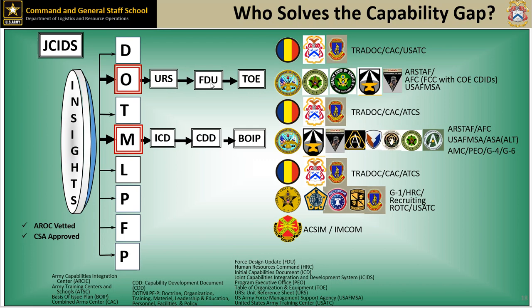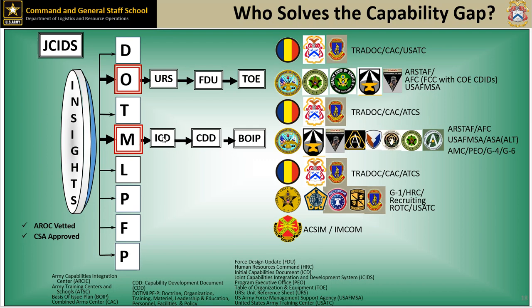The force design update is how that design competes for approval, and if it's approved as a requirement, then it gets further documented into a requirements document, the TO&E, Table of Organization and Equipment, and then it goes to compete in TAA for resourcing, where it can become an MTO when it becomes a modified Table of Organization and Equipment. Then USAFMSA, Force Management Support Agency. These are the documenters, people who maintain the document database.